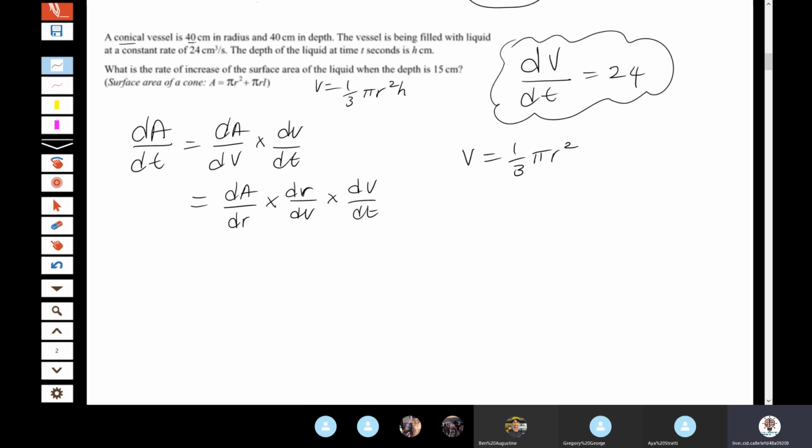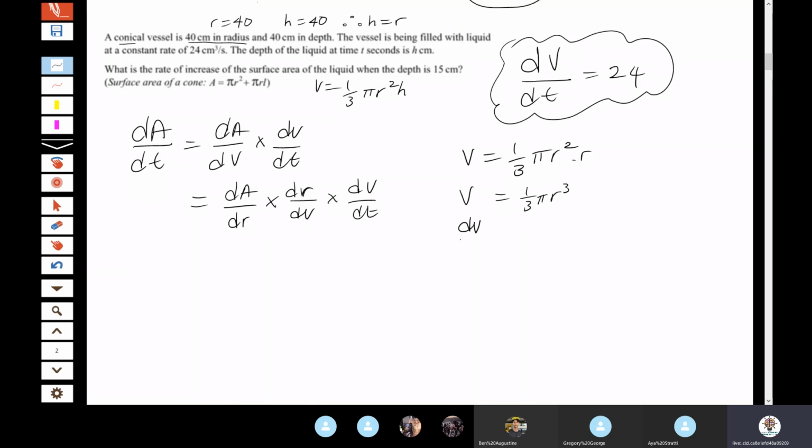A conical vessel is 40 centimeters in radius and 40 centimeters in depth. What does that mean about h? What's the conclusion you can make here? Therefore, h equals r. Yeah, the height and the radius are actually the same thing. See how that was sneaky? That's what I'm telling you: with rates of change, you want to spend as much time on this topic. Therefore, h equals r, so your volume is actually 1/3 pi r cubed.